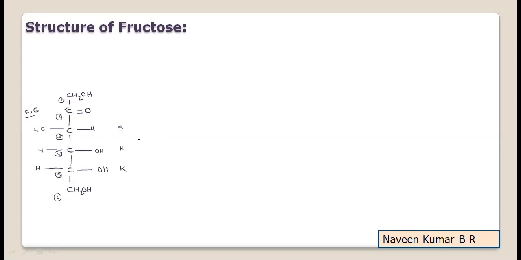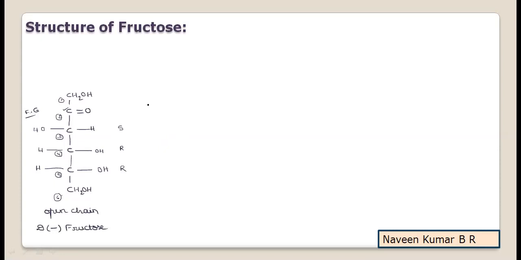Now once it is done, that is the open chain structure of fructose. Again, it is a D sugar. As cyclization is not there, alpha and beta will not come. So it is D, and as it is a levorotatory sugar, minus, and the name of the compound is fructose.